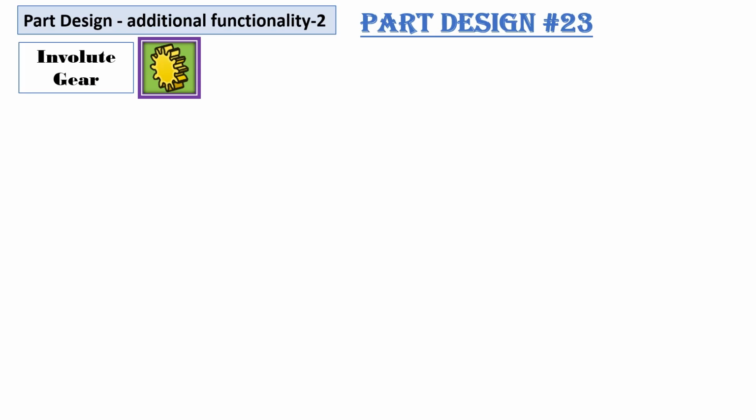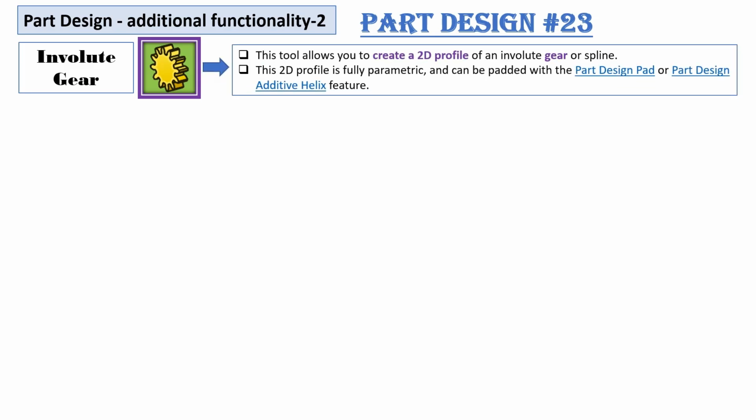This part design tool is called Involute gear. This tool allows you to create a 2D profile of an involute gear or spline. This 2D profile is fully parametric and can be padded with a part design pad or part design additive helix feature.